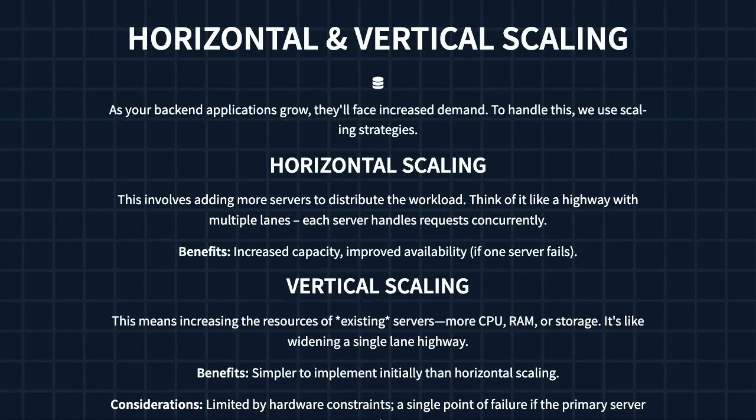Okay, let's talk about how we make our backends handle more traffic. As things get busier, we need to scale, basically add more power. We have two main ways to do this: horizontal scaling and vertical scaling. Horizontal scaling is like adding more lanes to a highway. You just clone your application and spread the load across multiple servers. This is great for handling huge spikes in demand and makes things really resilient because if one server goes down, others can pick up the slack.